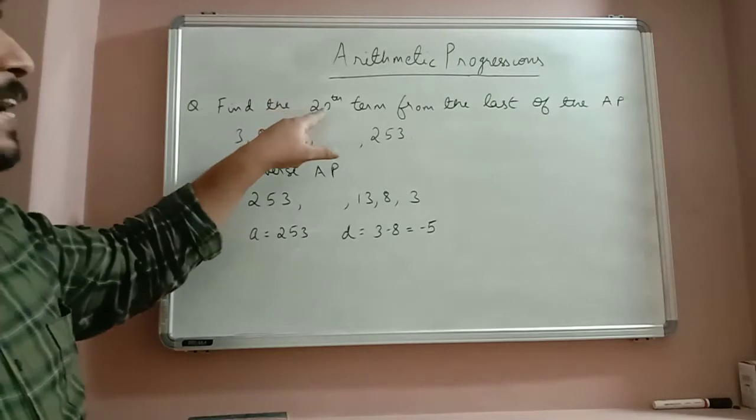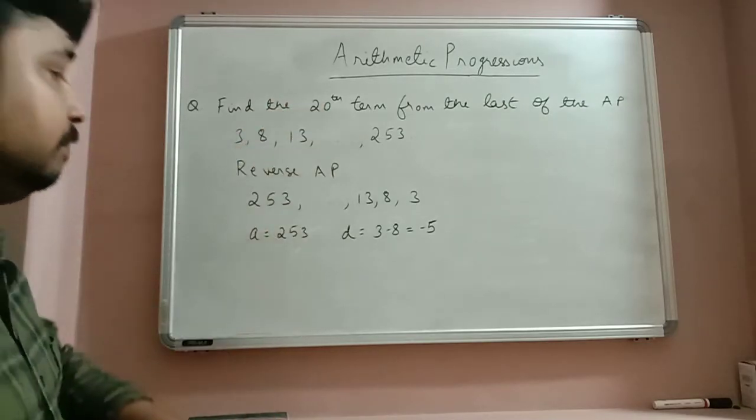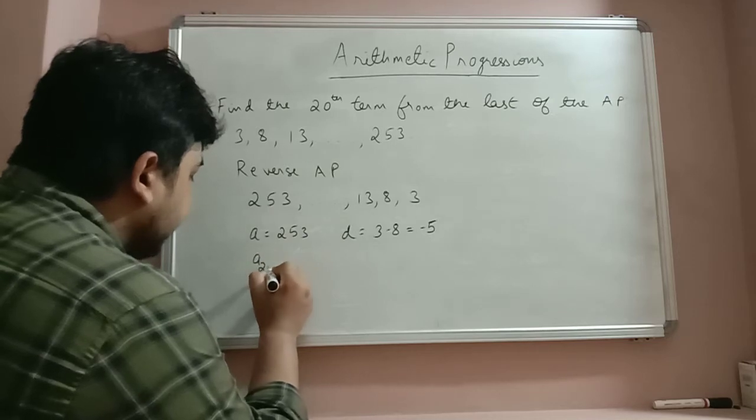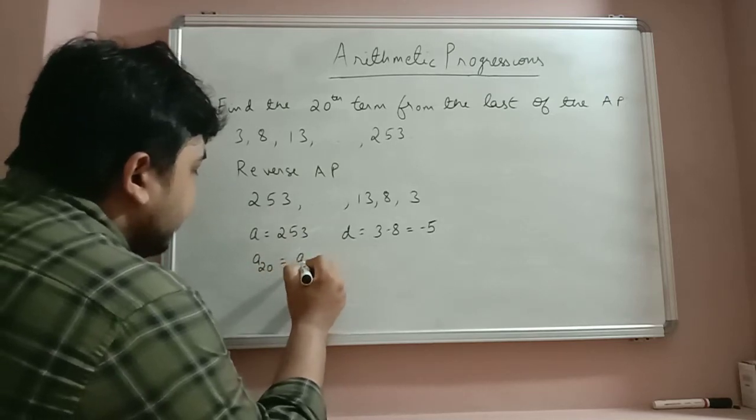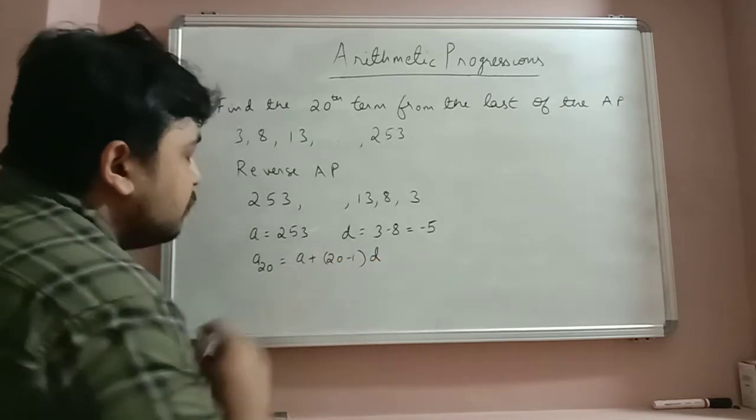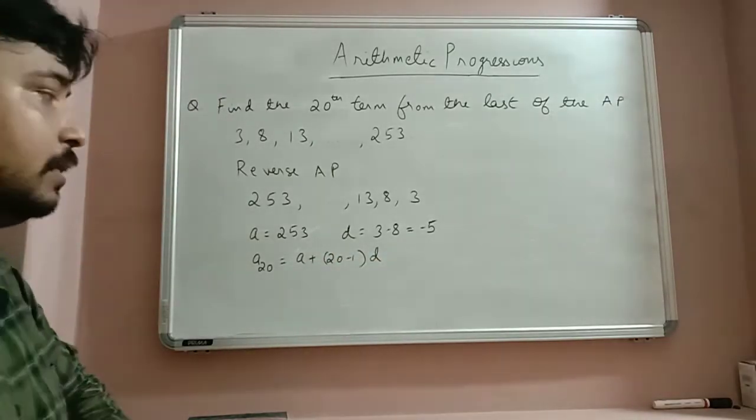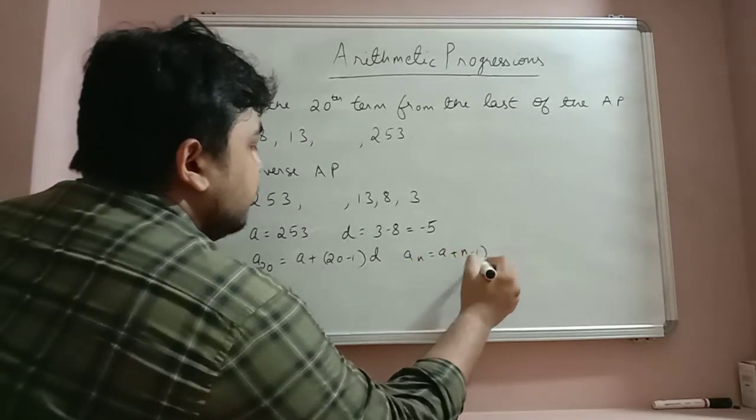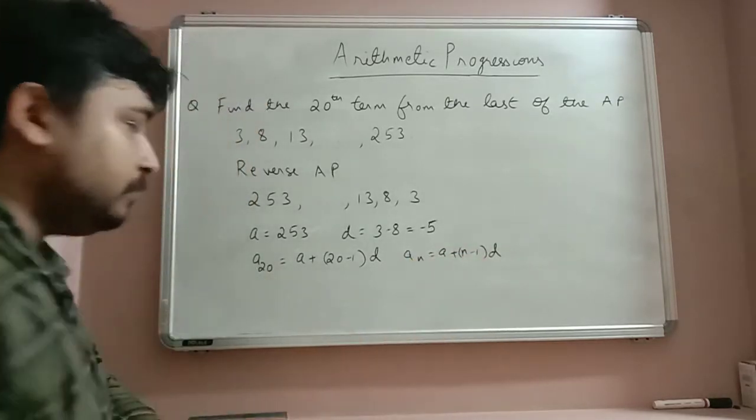We need to find A20, that is the 20th term of this particular reverse AP. So A20 will be given by A plus 20 minus 1 into D. We have used An is equals to A plus n minus 1 D. We have used this expression or this formula.